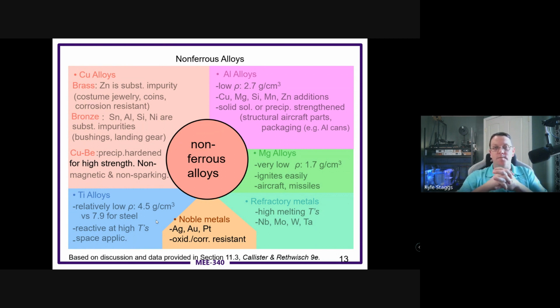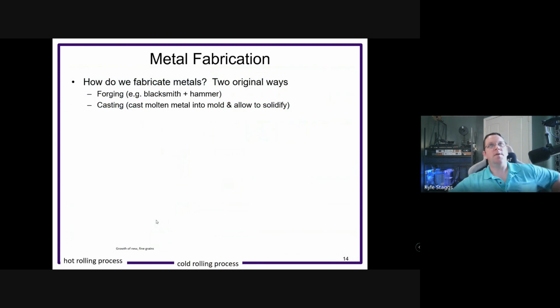And then there are some noble metals, so platinum, gold, silver, a lot of these precious metals. Those are extremely oxidation resistant. There are some other metals like that, but their main characteristics are being very hard to tarnish or corrode. So there's a lot of important applications where that's the case.